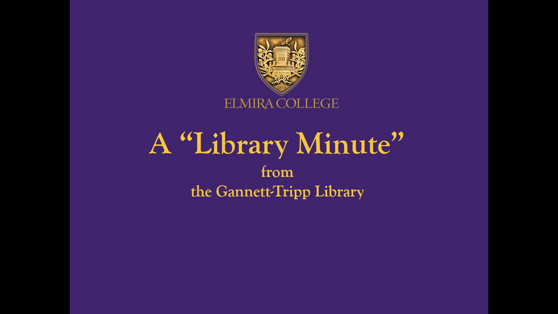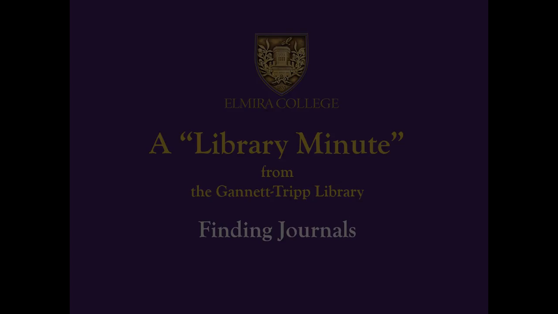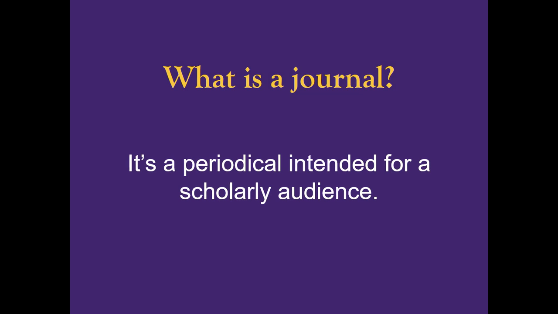In this video, you'll learn about journals and how to tell if the library has access to specific journals. Journals are part of a group of materials called periodicals, which also includes magazines and newspapers. Journals are intended for a scholarly audience, so the word journal usually refers to a scholarly, peer-reviewed, or refereed publication.